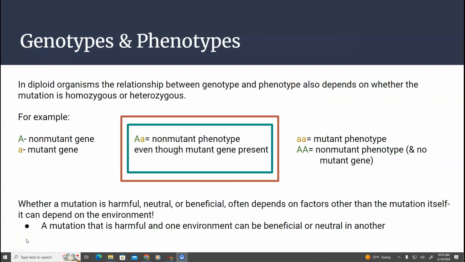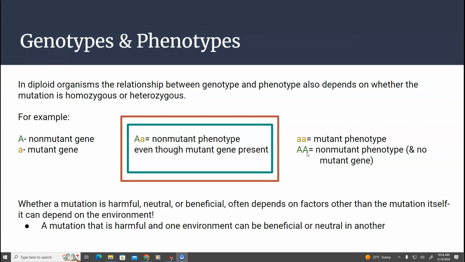In diploid organisms, the relationship between genotype and phenotype also depends on whether the mutation is homozygous or heterozygous. So if our dominant allele is non-mutant, and the recessive allele is actually a mutant gene, then someone who is heterozygous for this trait would have the non-mutant phenotype, even though there is a mutant gene present. So over here, homozygous recessive would be the mutant phenotype, so we have two mutant genes, two mutant alleles, and it shows in the phenotype. And here would be the completely non-mutant phenotype and no mutant gene either.